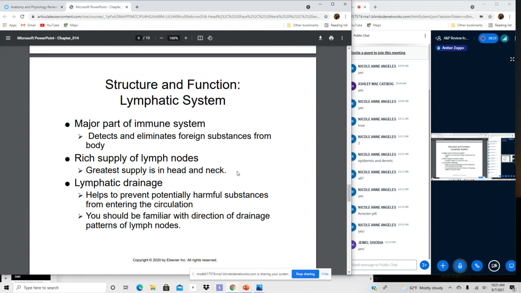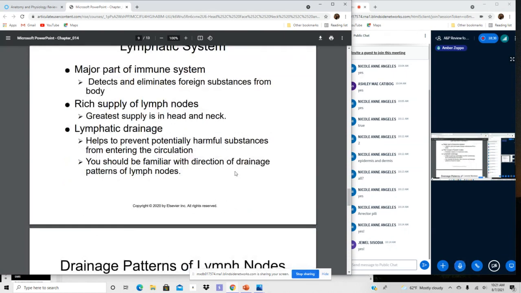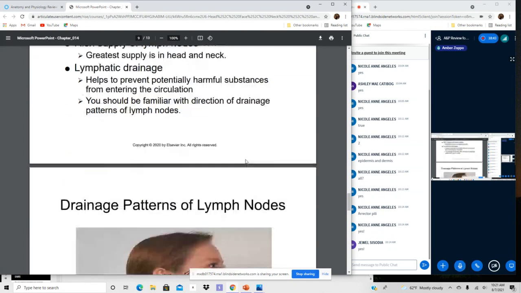The greatest supply of lymph nodes are in the head and in the neck. The lymphatic drainage helps to prevent potentially harmful substances from entering into the circulation. It's important for us to be familiar with the direction and the drainage patterns of these lymph, and we'll go over that in a couple of slides. There's a picture that goes over that.